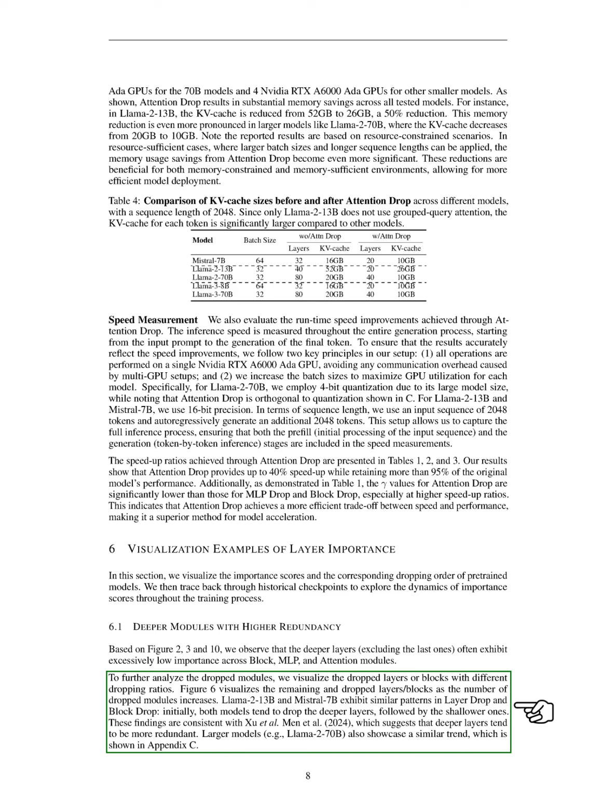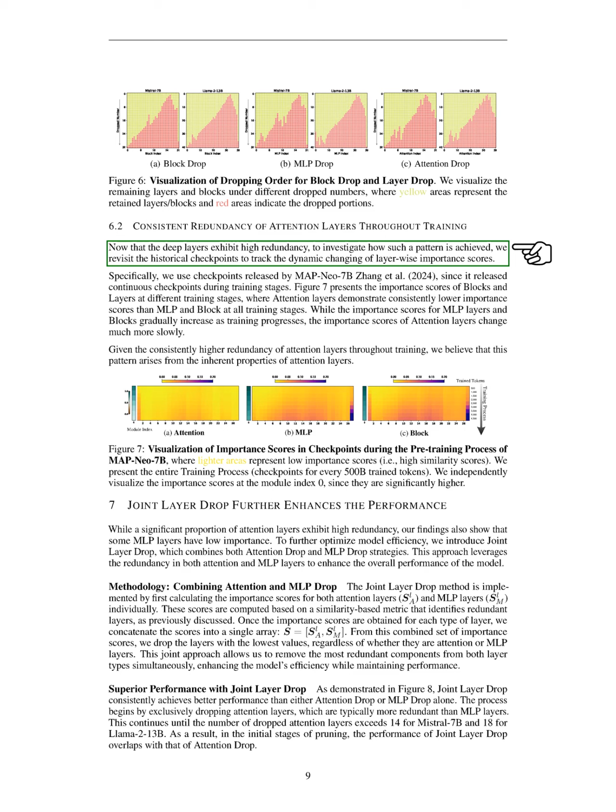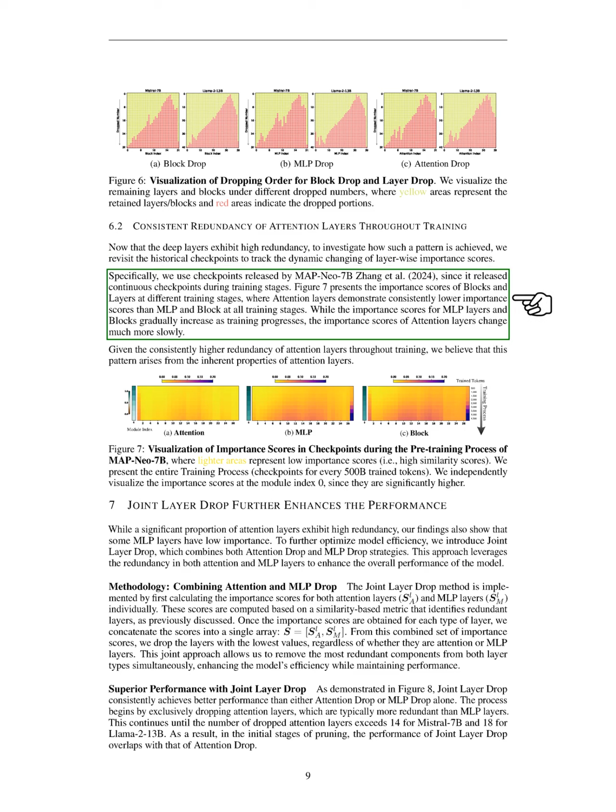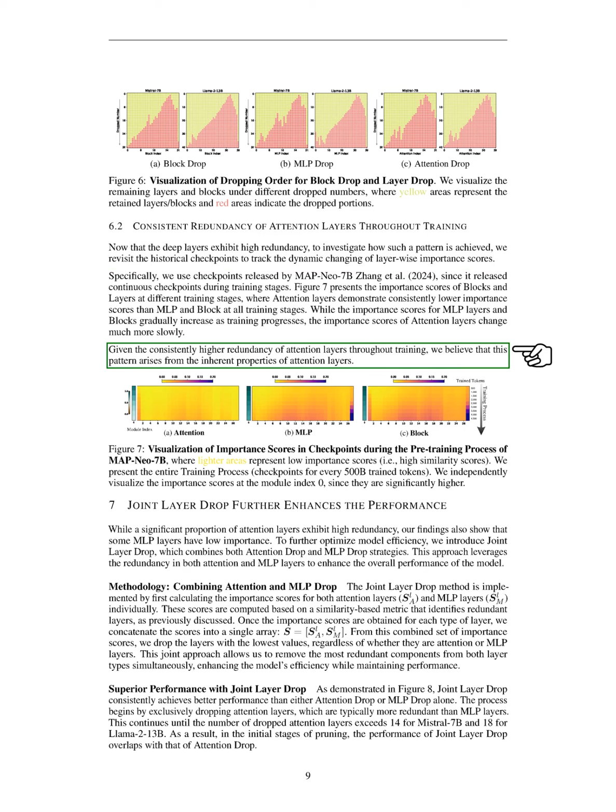Finally, we investigate the consistent redundancy of attention layers throughout training. By revisiting historical checkpoints from MAP-Neo 7B, we track how layer-wise importance scores evolve. Our findings indicate that attention layers consistently have lower importance scores than MLP and block layers at all training stages. While the importance of MLP layers and blocks increases over time, attention layers change more slowly, suggesting that their redundancy is a fundamental characteristic of attention layers.